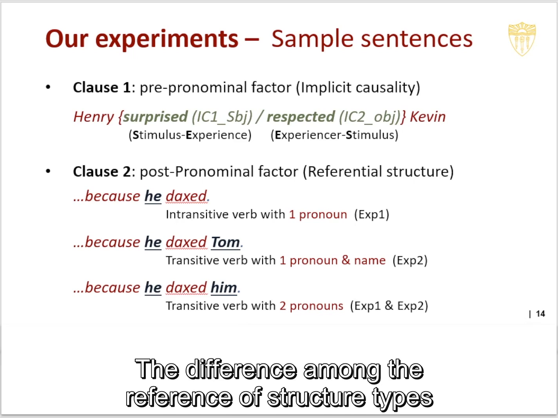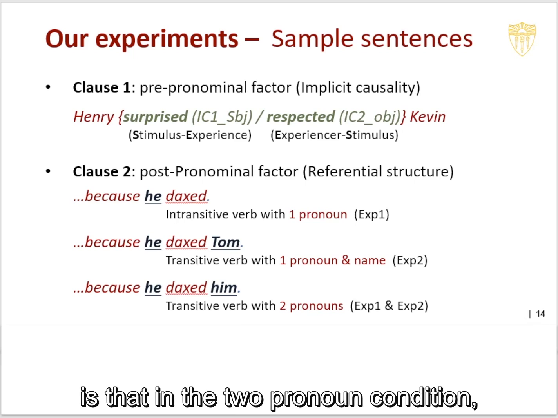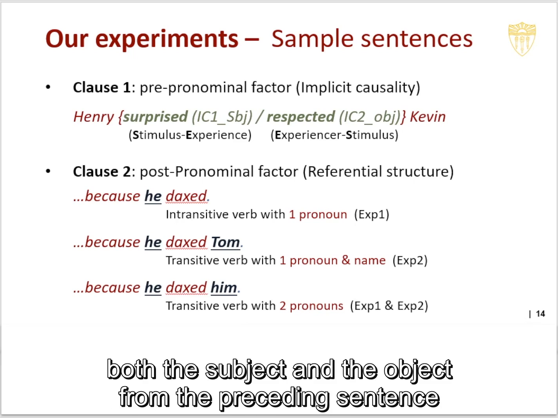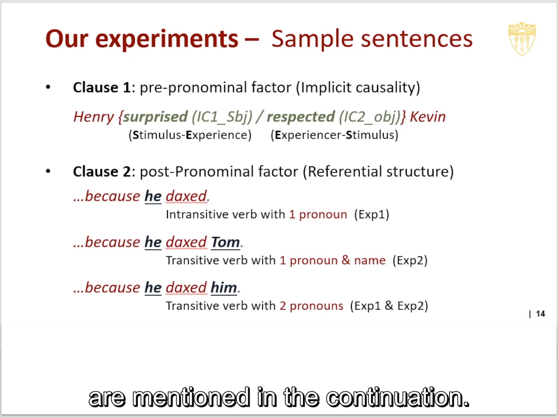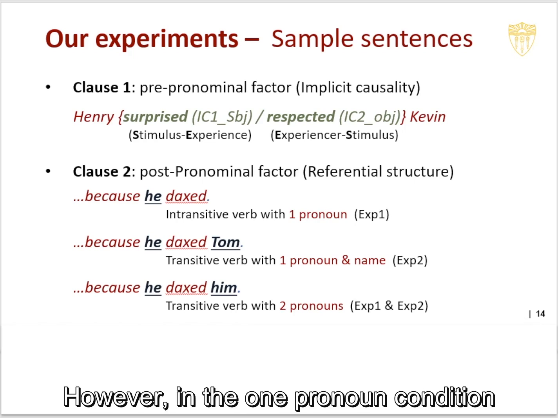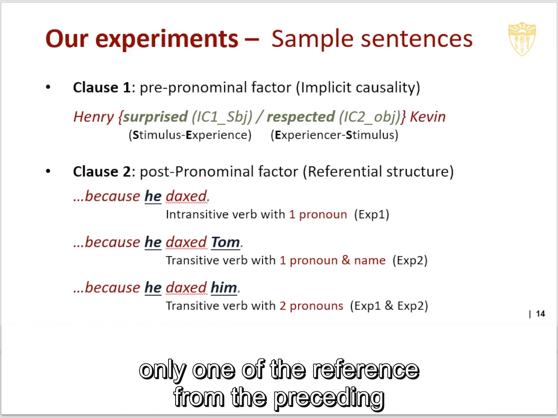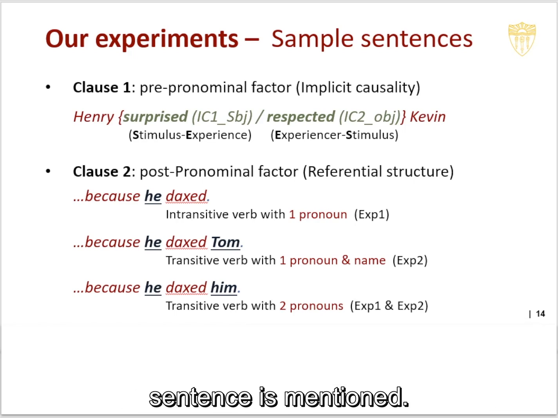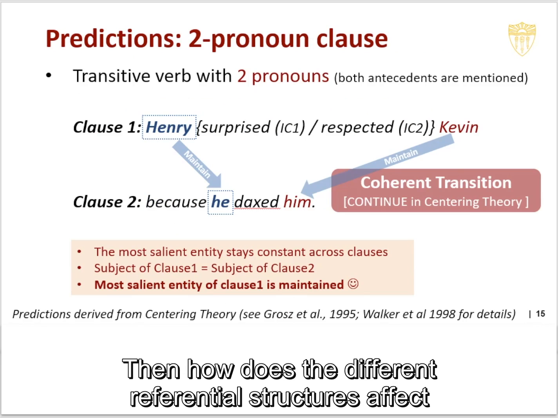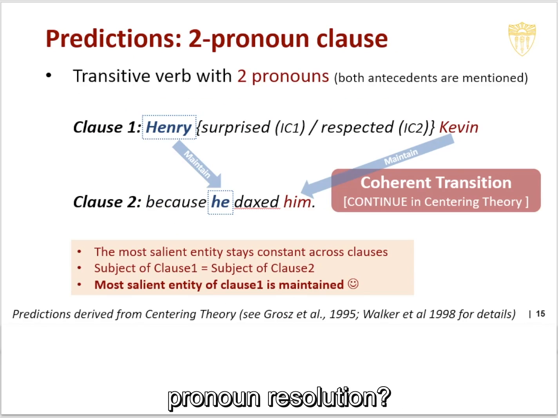The difference among the referential structure types is that in the two pronoun condition, both the subject and the object from the preceding sentence are mentioned in the continuation. However, in the one pronoun condition and the pronoun and the name condition, only one of the references from the preceding sentence is mentioned. Then, how do the different referential structures affect the pronoun resolution?